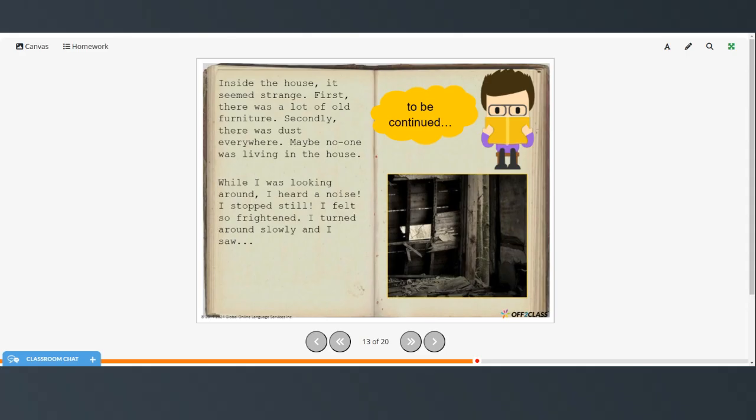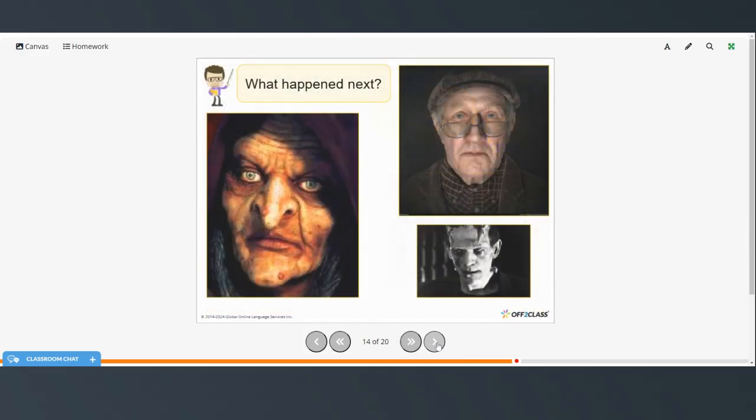First, there was a lot of old furniture. Secondly, there was dust everywhere. Maybe no one was living in the house. While I was looking around, I heard a noise. I stopped still. I felt so frightened. I turned around slowly and I saw... to be continued.